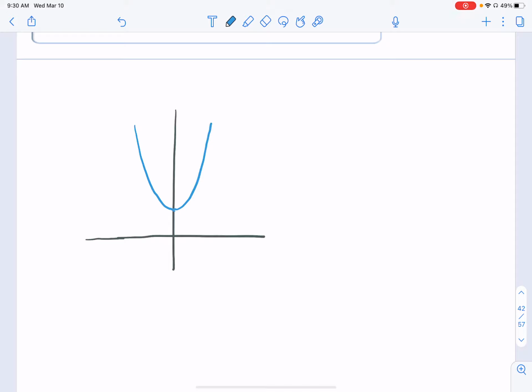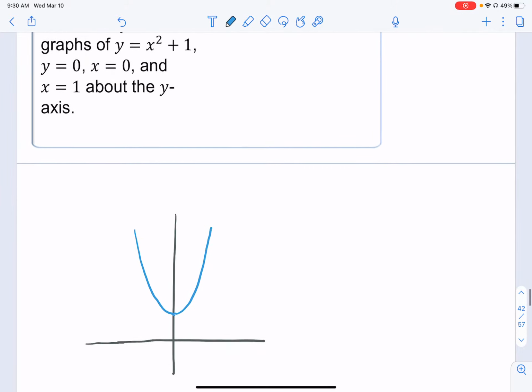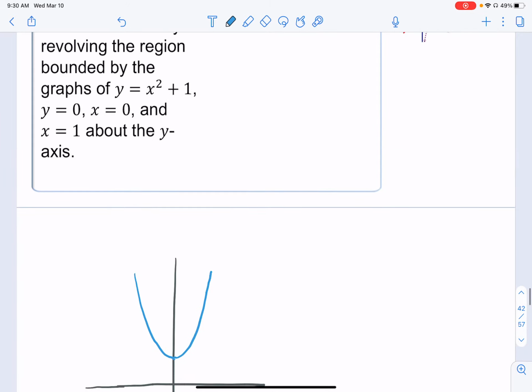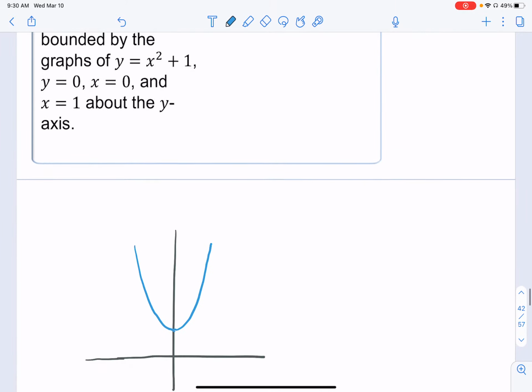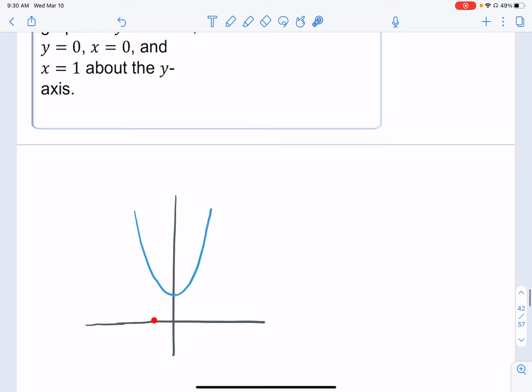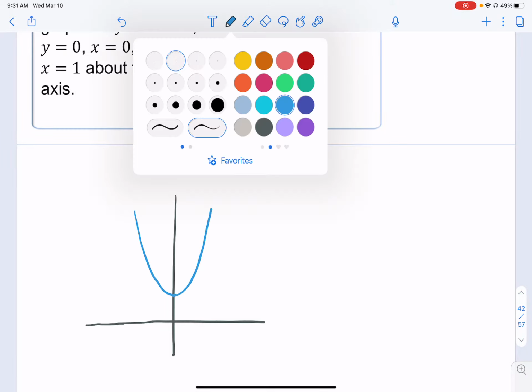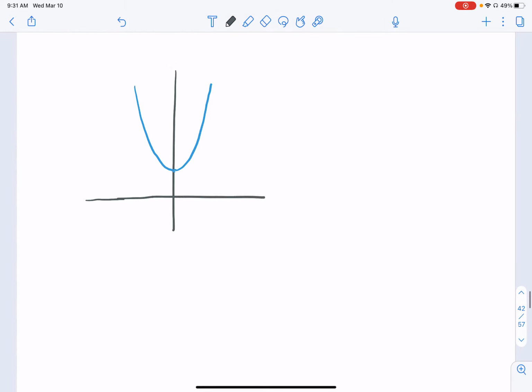Oh, now that is a marvelous looking parabola. TI-84's got nothing on me. Anyway, let's see what else we've got. We've got y equals 0, that's the x-axis. x equals 0 is the y-axis, and x equals 1. We'll go gray, at the same distance, x equals 1, right about there. All right, so here's our region.